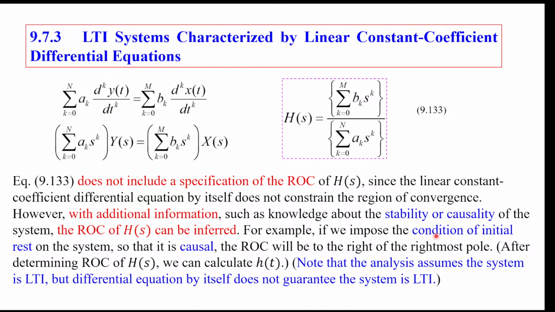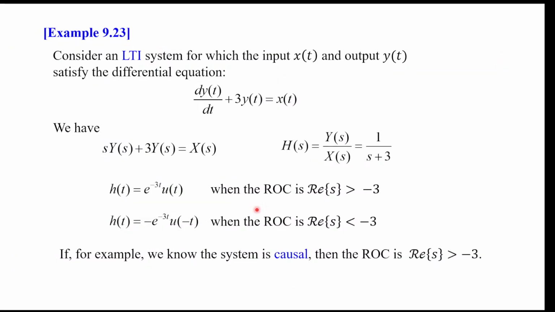So for example, if you have the condition of initial rest that we just talked about, then it not only guarantees the system is causal, it also guarantees the system is LTI. So a system with the condition of initial rest, we can solve very nicely with this Laplace transform. Okay, so this is a general idea. If you don't have a question, we can go to a quick example.